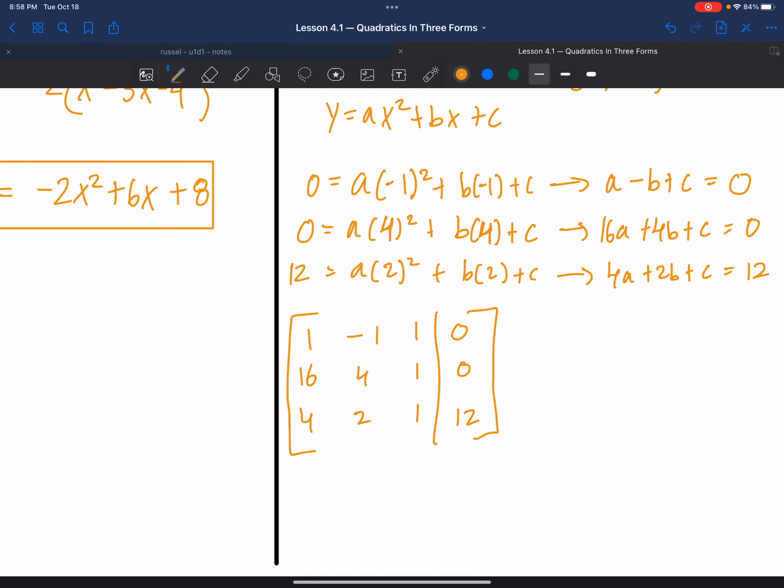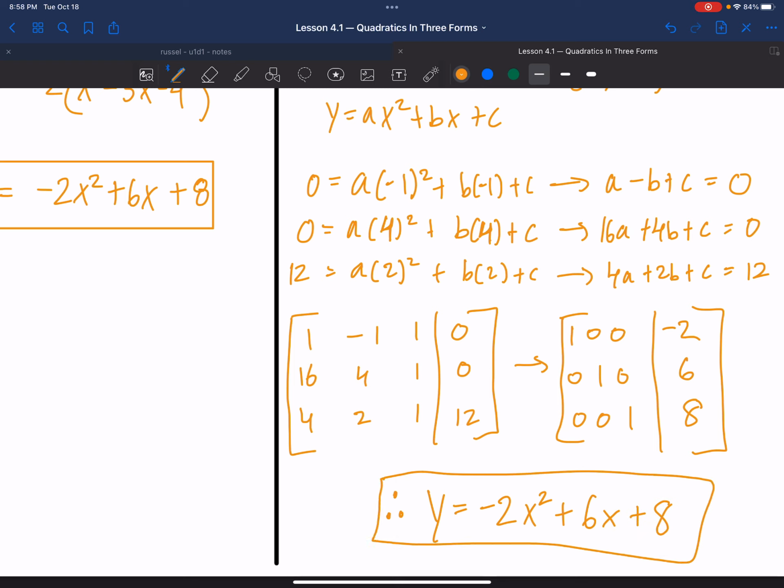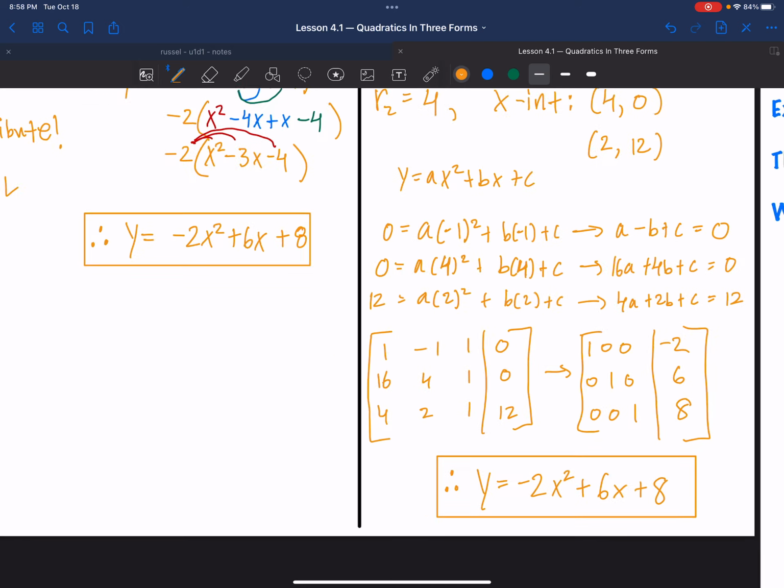So you get the same answer. I think it's negative 2, 6, and 8. Let me check that. Negative 2, 6, and 8. 1, 0, 0, 0, 1, 0, 0, 0, 1. There's my matrix, which means, therefore, y equals negative 2x squared plus 6x plus 8. And there you have it, 2 methods.